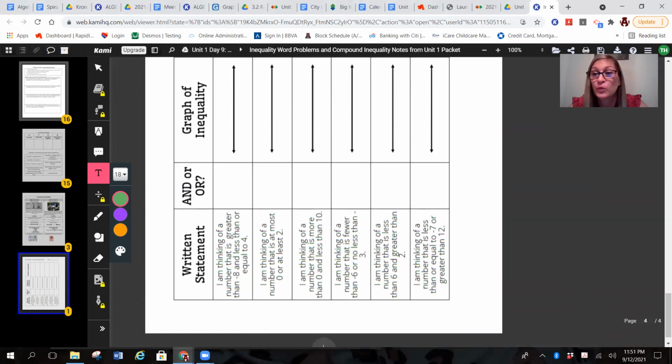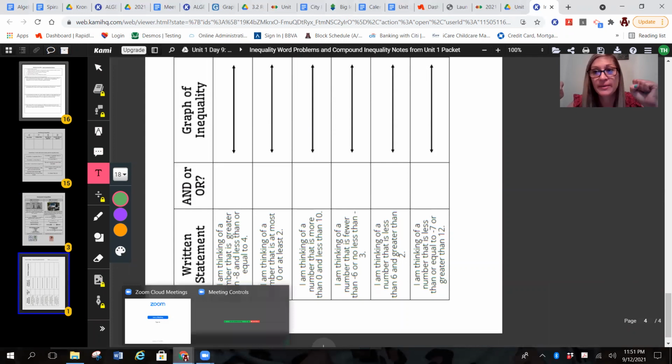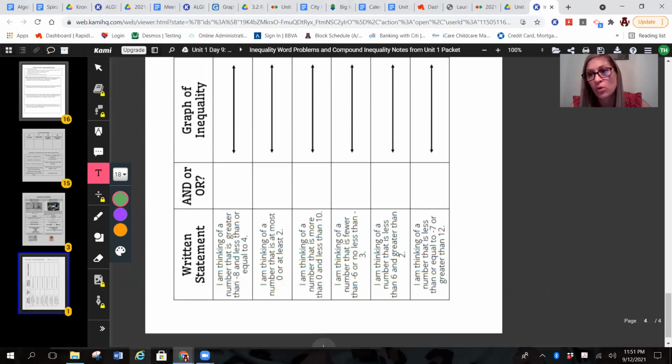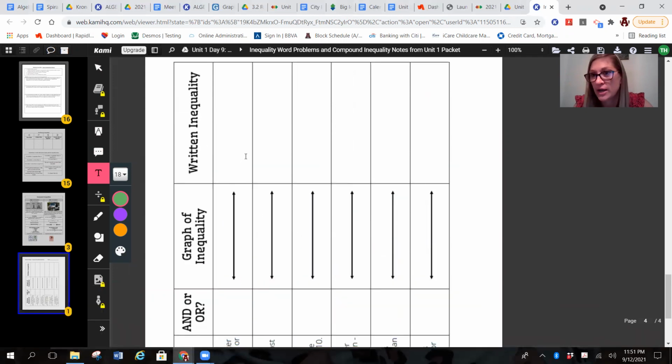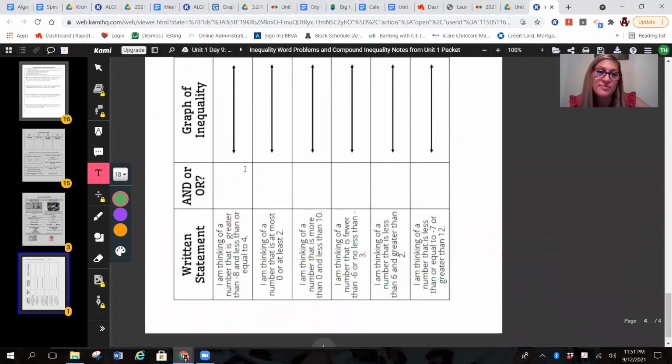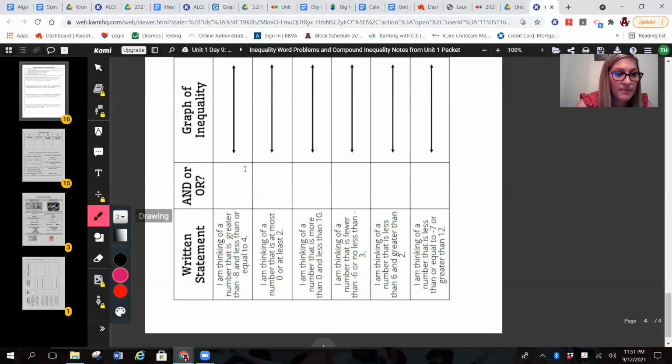Okay, so I want you to read the statement with me. Decide if this is an and coming together, or is it an or going opposite? And then let's graph it and then write it. Okay, here we go. I am thinking of a number that's greater than -8 and less than or equal to 4. So let me grab my pen.